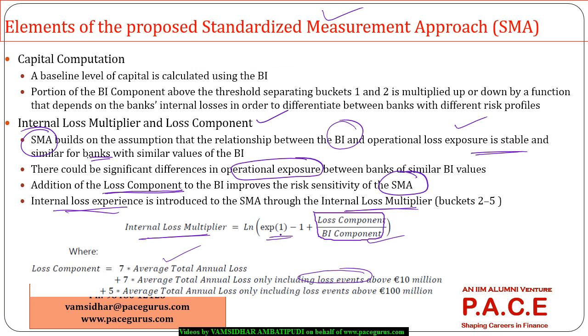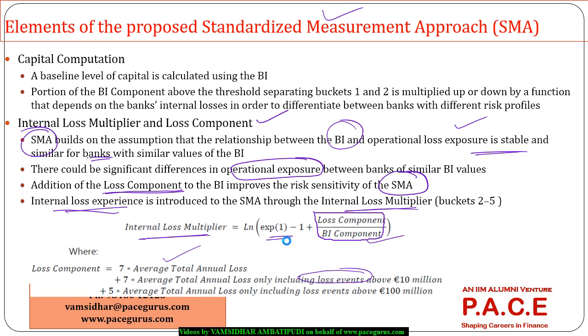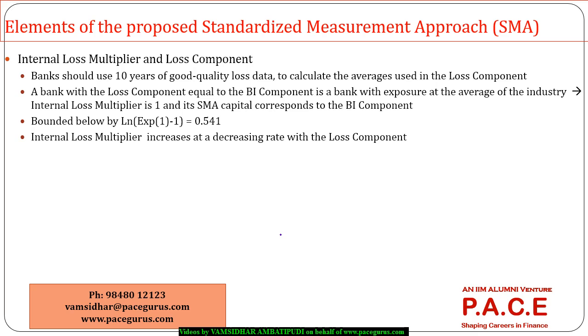And if you see the ratio to be 0, let's say the loss component works out to 0, which is the minimum loss that is possible, then the internal loss multiplier is going to be the logarithm of e to the power of 1 minus 1, which shows that it is approximately equal to 0.541. And the logarithm in the formula overall is denoting that the loss multiplier would be increasing at a decreasing rate with respect to the loss component.